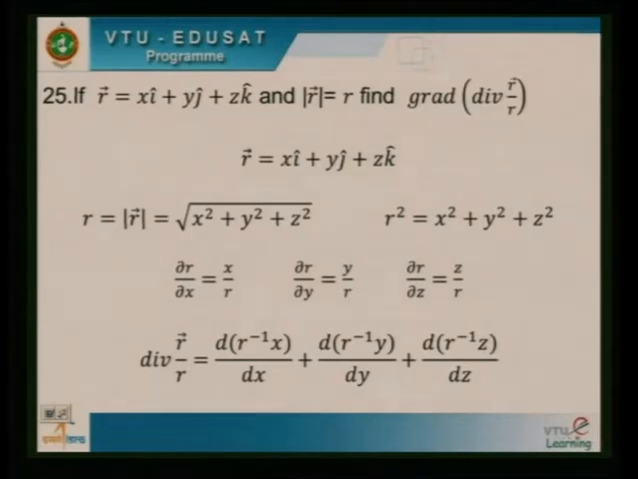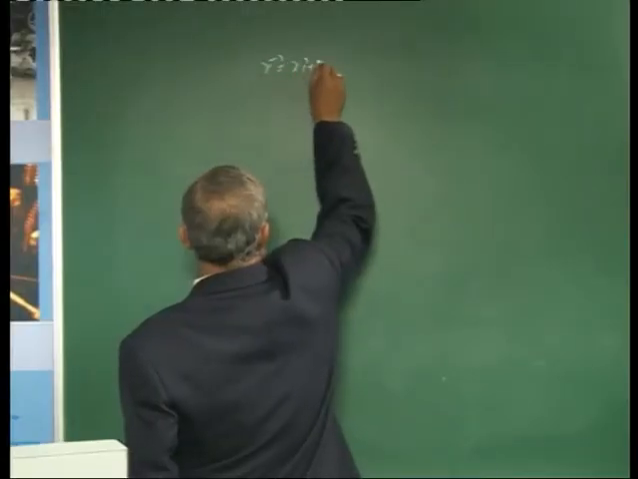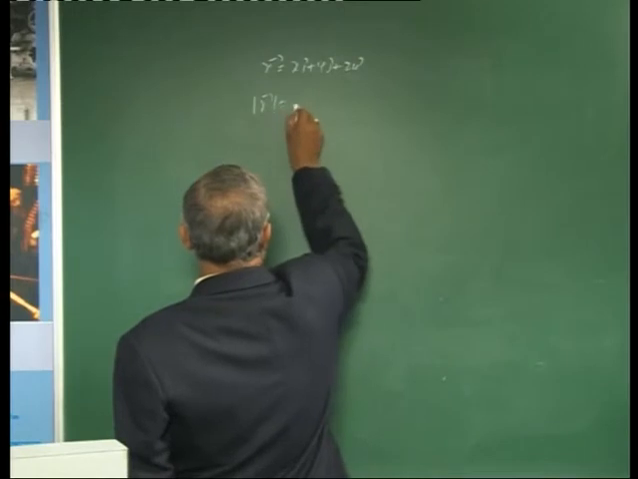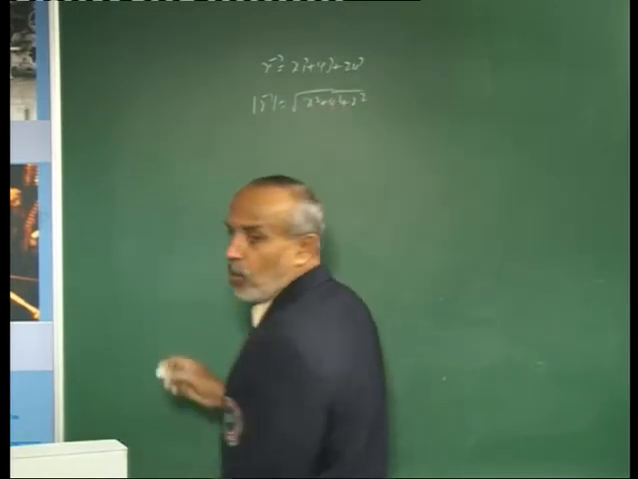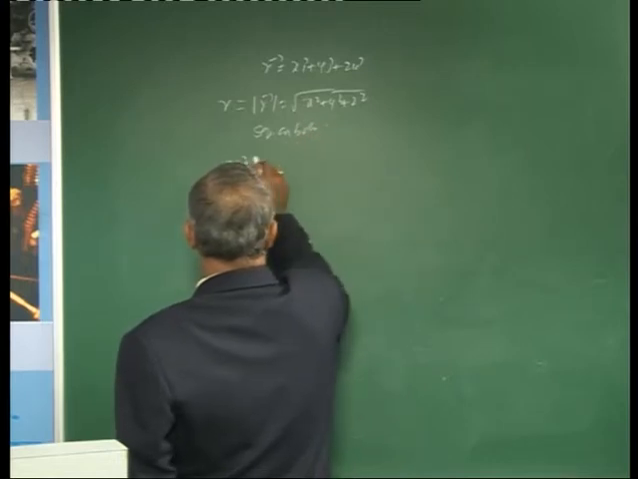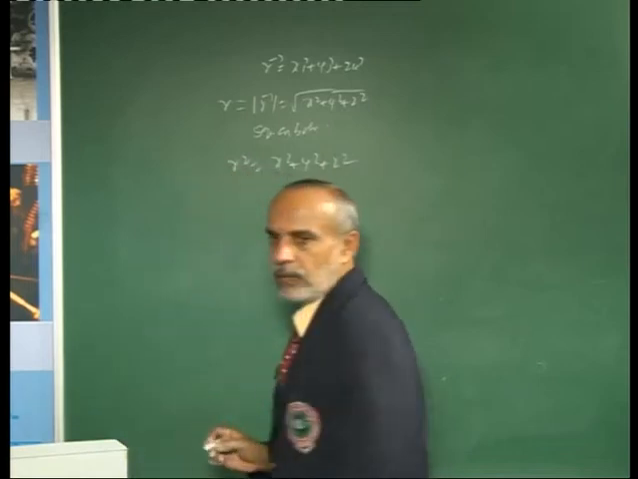If R vector is equal to x i vector plus y j vector plus z k vector and modulus of R vector is equal to r, find gradient of divergence of R vector by r. R vector is equal to x i plus y j plus z k, then modulus of R vector is the square root of x squared plus y squared plus z squared. Modulus of R vector is r, so substitute r and square on both sides. Then r squared is equal to x squared plus y squared plus z squared.